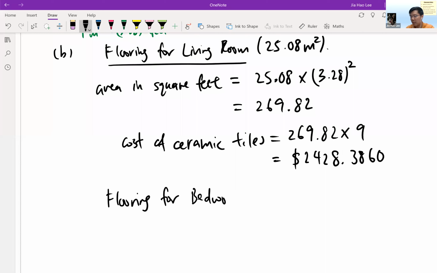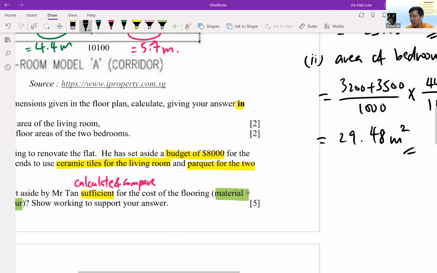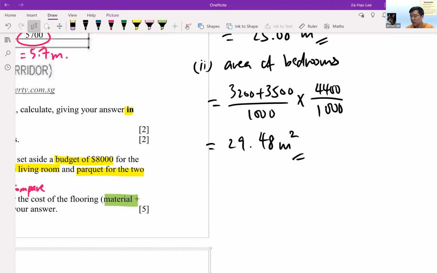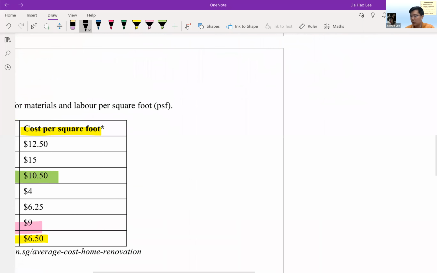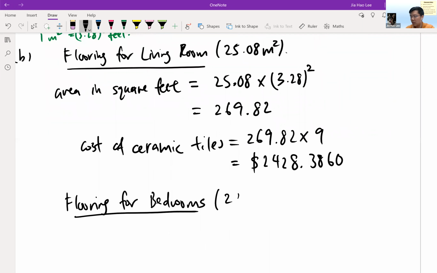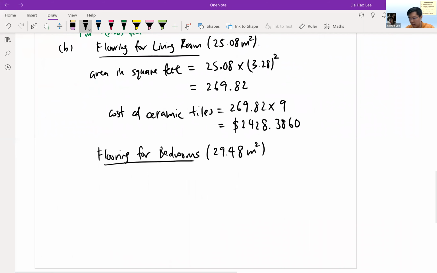Now I'm going to combine them because they are actually side by side. Just now I calculated the area to be 29.48, right? So it's right here, 29.48 meters square. We're going to do the exact same series of calculations, which means first I change it to area in square feet. Then after that, I find the cost of laying the parquet, right? So let's do that. Area in square feet.